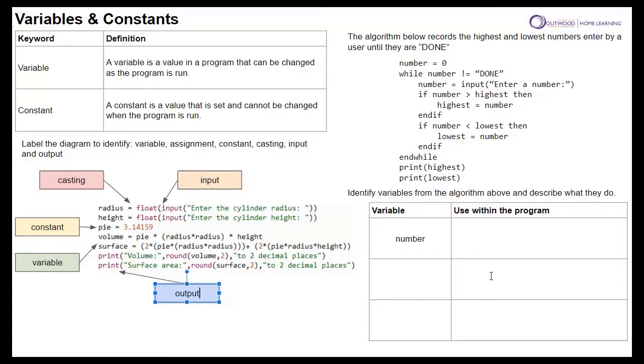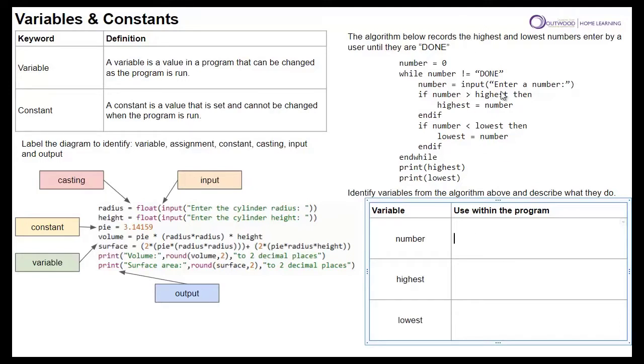The final piece then is the algorithm below records the highest and lowest numbers entered by a user until they're done. Identify the variables from the algorithm above and describe what they do. So we've got 3 variables in here. Number is one of them, but I've not said what it does. Okay, the other 2, we've got highest and lowest.